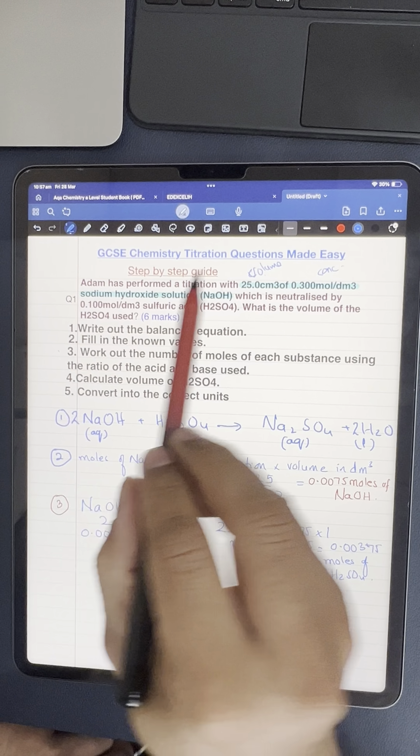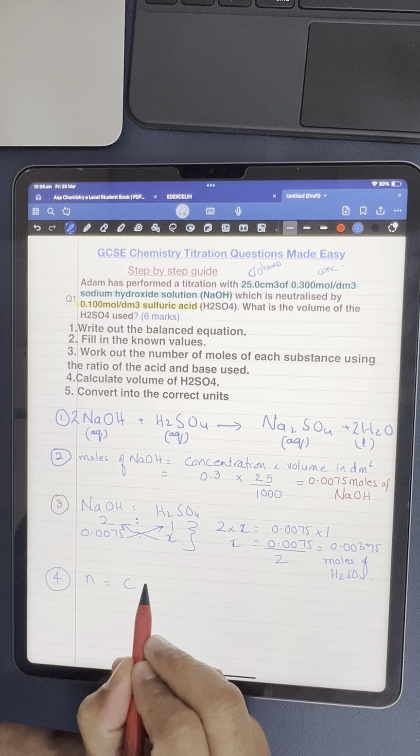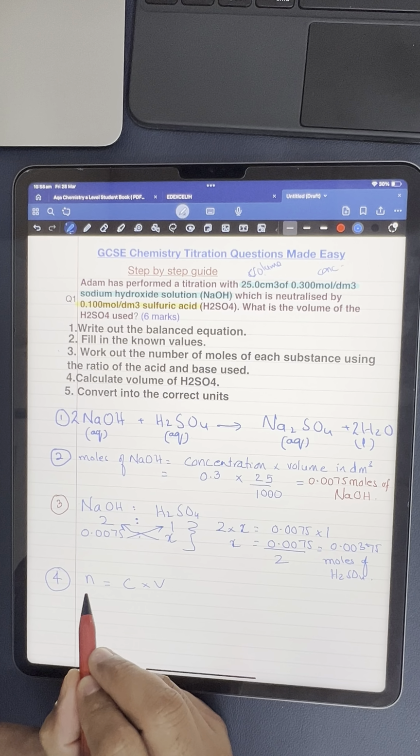Now I've got the moles of H2SO4 as well. I've got the volume, sorry, the concentration is also given to me. So if you look over here, we've got the concentration of sulfuric acid also given to us. Using this piece of information, so that's my number 4, calculate the volume of H2SO4. Now we've got the moles, we've got the concentration. The formula that I'm going to use is n equals c times v. n is the number of moles, which is 0.00375, equals concentration is 0.1 times volume.